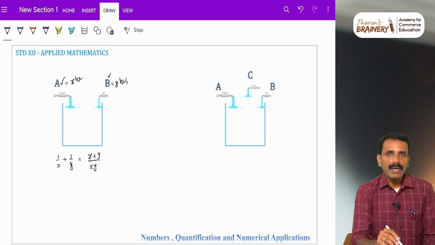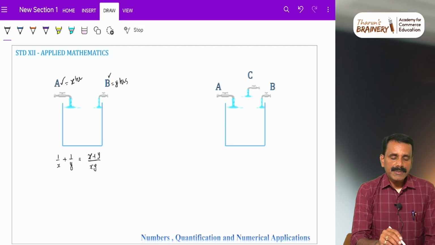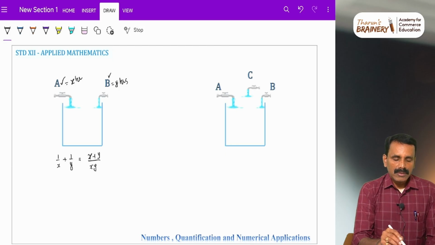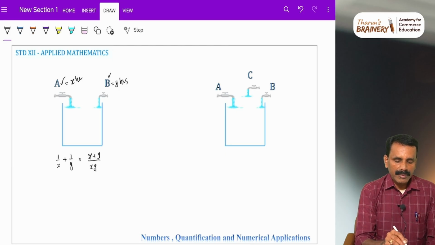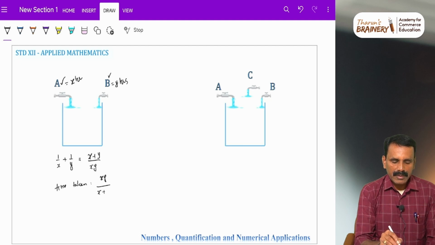This is the part of the tank filled by pipes A and B together in 1 hour. So, the time taken to fill the full tank will be the reciprocal, that is, XY divided by X plus Y.